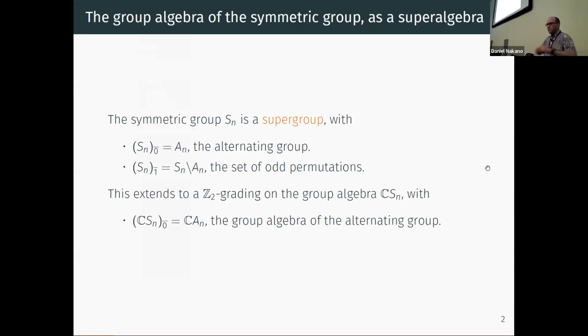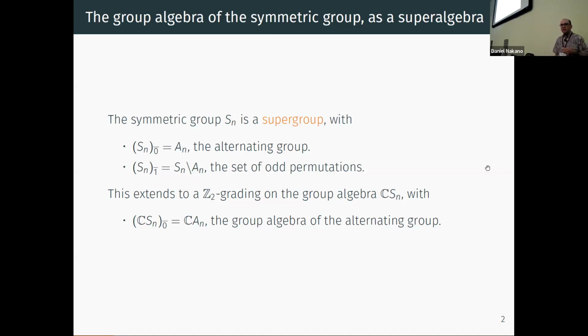So the overall premise of this talk is the symmetric group is a supergroup. And what does that mean? Well, it's a group that decomposes into some even and odd parts. The even part of the symmetric group is the alternating group, the even permutations, and the odd part is not a subgroup, it's just a subset, but it's the set of odd permutations. And multiplication of even and odd elements preserves parity the way you expect it to.